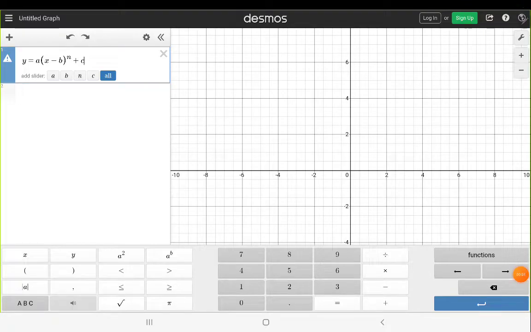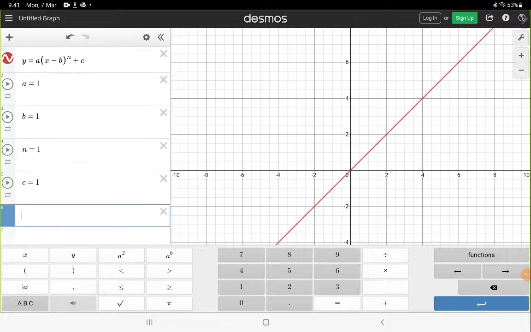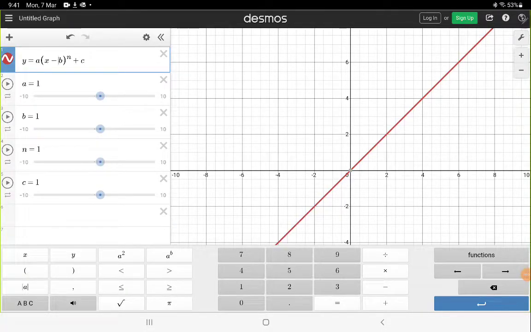So today we're going to be having a look at translating these power functions. Basically what we're going to look at is this form here, which looks a lot like the turning point form of a quadratic. And in fact, it's basically the turning point version of all of these different ones.